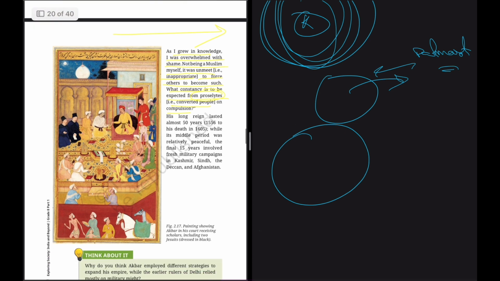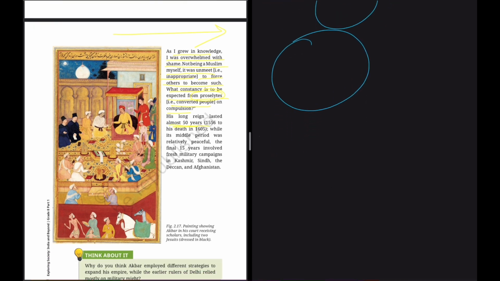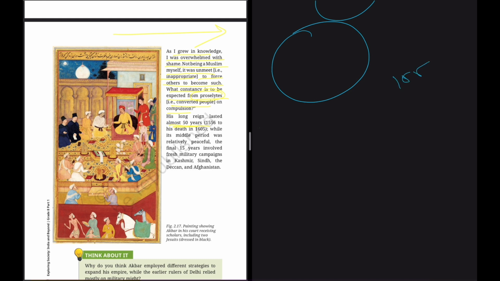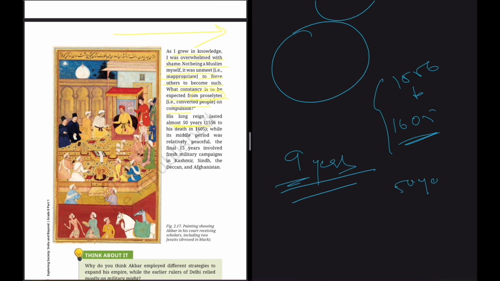And his long reign lasted almost 50 years, that is from 1556 until his death in 1605. So his was a very long rule. We have seen that in the Delhi Sultanate, no rule lasted more than 4 years. No one ruled that land for more than 9 years. But in Akbar's time, he ruled for almost 50 years, which was a very long period.